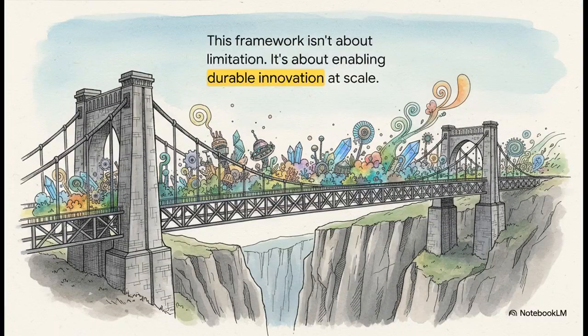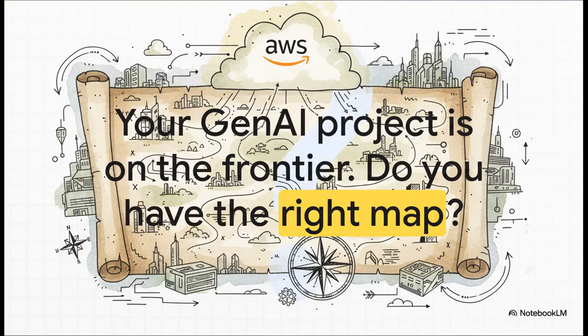And here's the crucial point. Structure doesn't limit your creativity, it enables it. By building on a solid foundation of best practices, you're not slowing down. You're actually giving your innovations the power to scale, to last, and to earn the trust that is so fundamental to long-term success. Every generative AI project today is, in one way or another, on the frontier. The question this framework really leaves us with is a simple but powerful one. Do you have the right map to build something that will last?